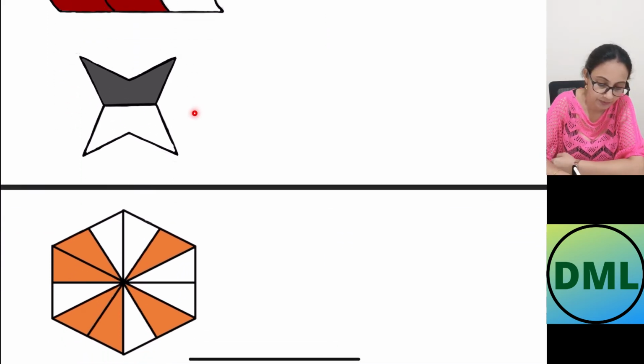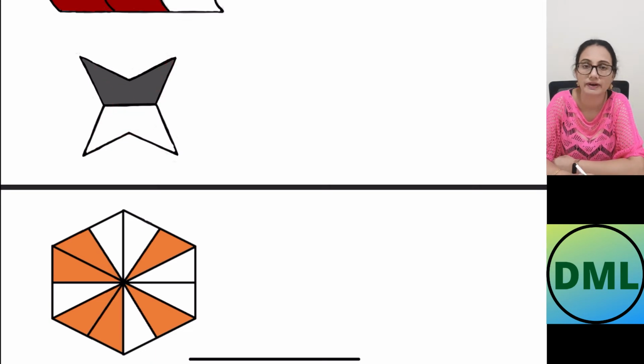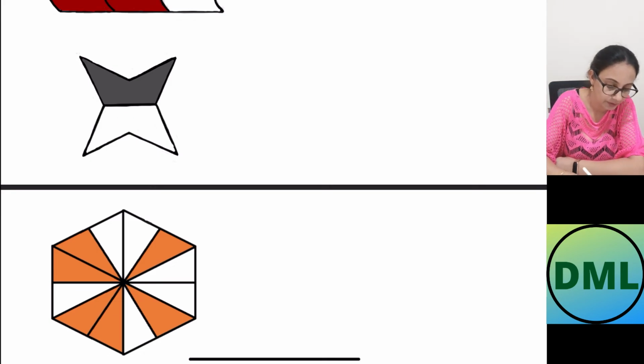This is the star you have and I made a cut like this. Are the parts equal in this shape? Yes, right? Because this is the diamond you have here and this is the diamond you have on this side. So the shape is divided into 2 equal parts, 1 and 2 parts. So I will write down 2 in the denominator.